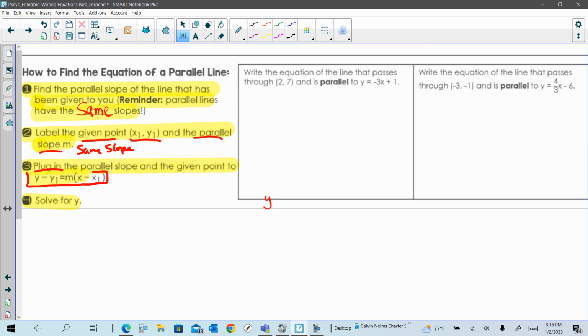y minus y1 equals m parentheses x minus x1. So this is our point slope form. If you're given the point and you have the slope, you should be using this form. And to me, this is the easiest form to use. Let me change that, sorry.